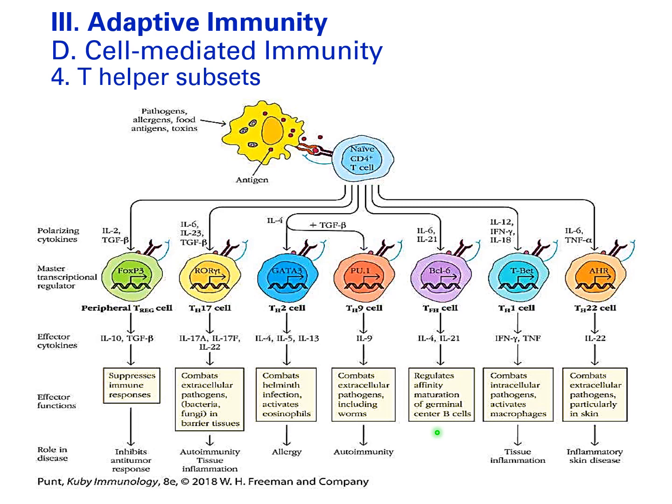Another subset or subtype is the Treg. This is your regulatory T cell, and it's very important because it suppresses the immune response.